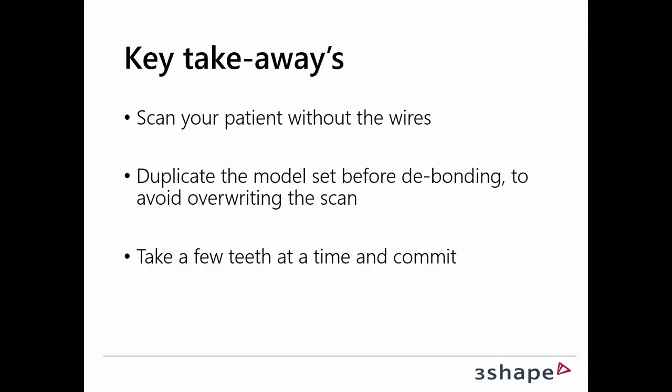Okay, so in conclusion, the key takeaways here are really that you should remember to scan your patient without the wires, as you've just seen. Remember to duplicate the model before debonding to avoid overwriting the scan. And actually, as Rikke showed you, just take a few teeth at a time and commit so that you don't undo all of your work in one go.